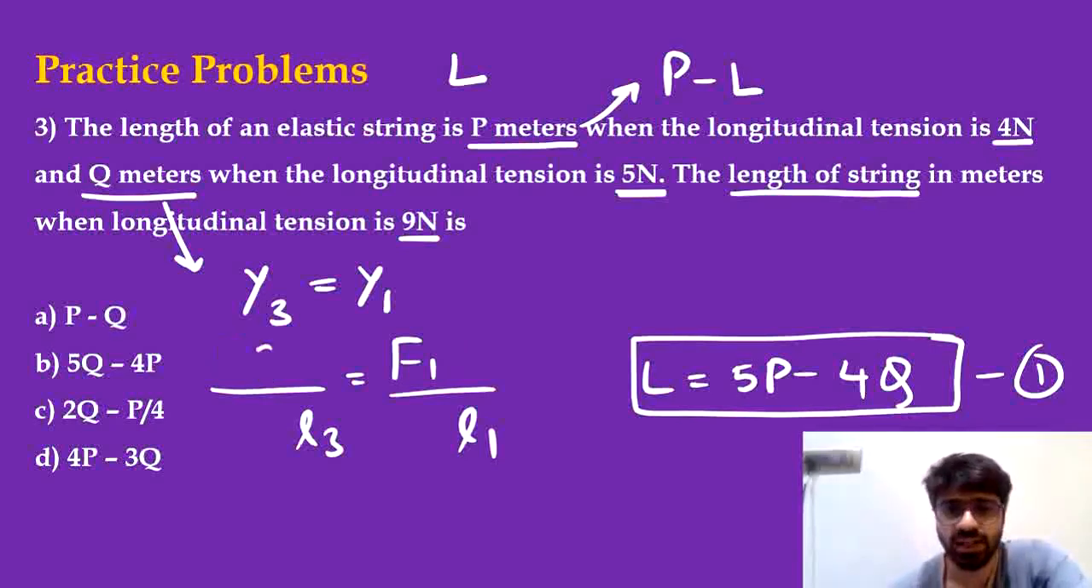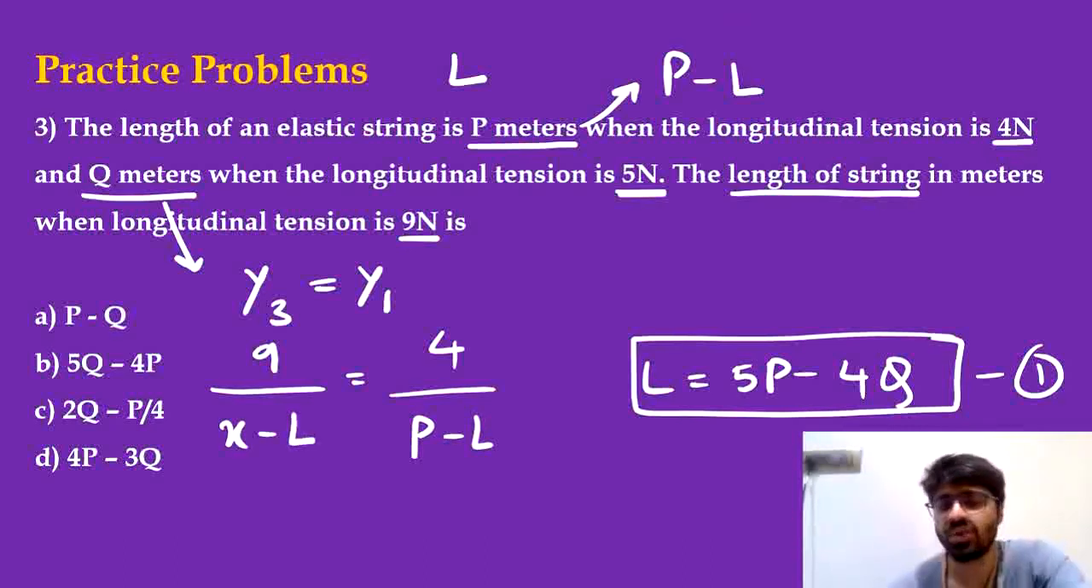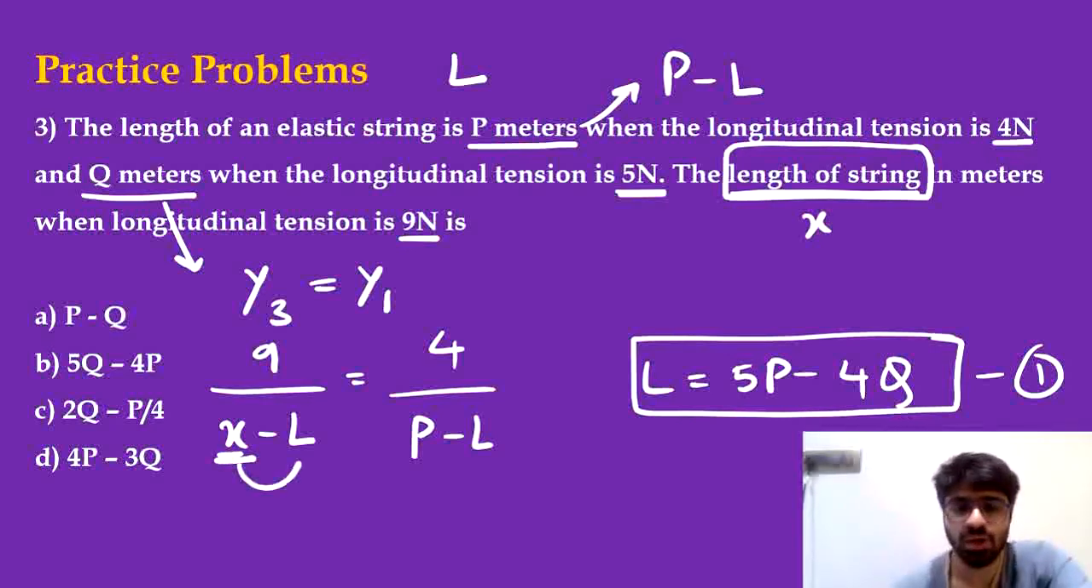F3 has been given to us as 9 Newton. F1 has been given to us as 4 Newton. So we write that as 4. l1 is the elongation in the first case, which was P minus L. Let us say the actual length of the wire is X. So in this case the elongation would be X minus L. And finally what we need to find is the total length of the string, which we just said was equal to X. So if X was the length, the elongation was X minus L. Now we just need to solve that entire expression and substitute L from equation 1 that we just got here. That should give us our final answer.